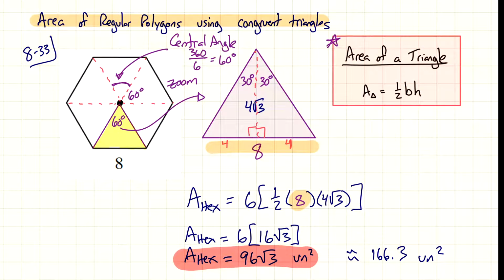I should be able to give you any regular polygon, and you should be able to do similar steps. Now, on this one, we happen to be using our special right triangles. It's very possible that this is not a 30-degree angle. It's not always going to be 30 degrees. So we're always going to have to figure out what the central angle is, and then we're going to go from there.